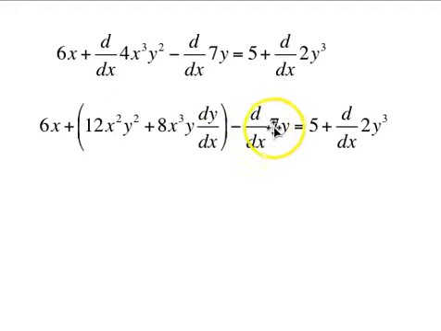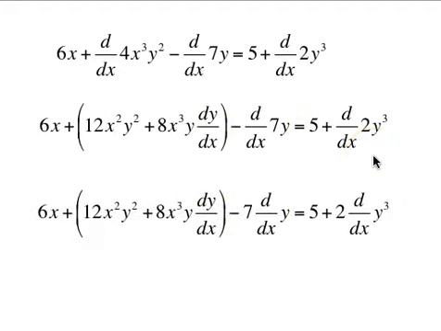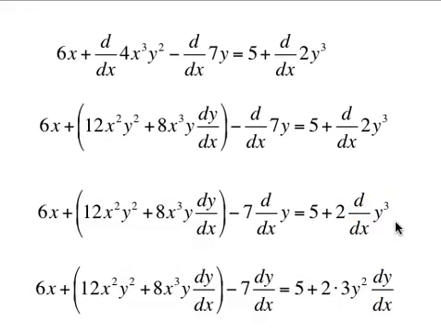Now, we still have to go ahead and do this piece and this piece. The first thing I'm going to do is pull the constants out, pull the 7 out in front, pull the 2 out in front. The derivative with respect to x of y is just dy/dx. The derivative with respect to x of y cubed would be 3y squared times the derivative with respect to x of y, 3y squared dy/dx.